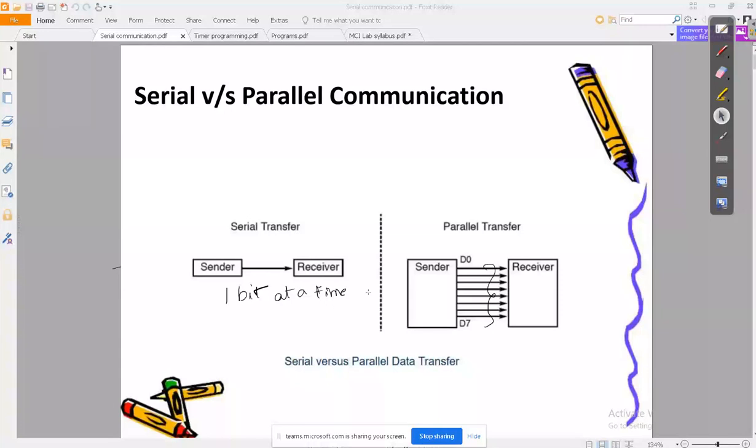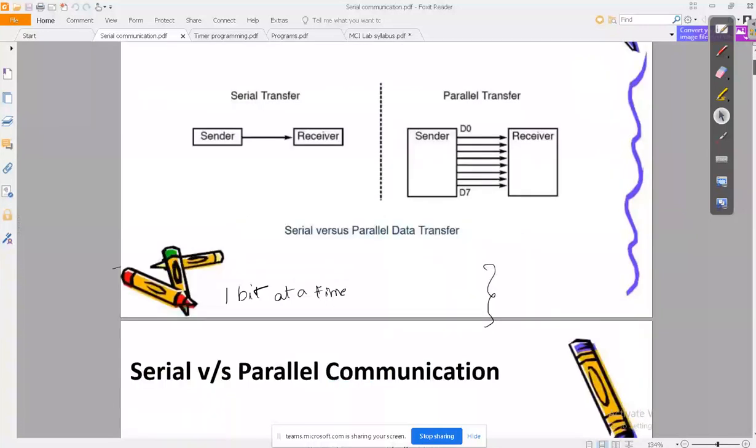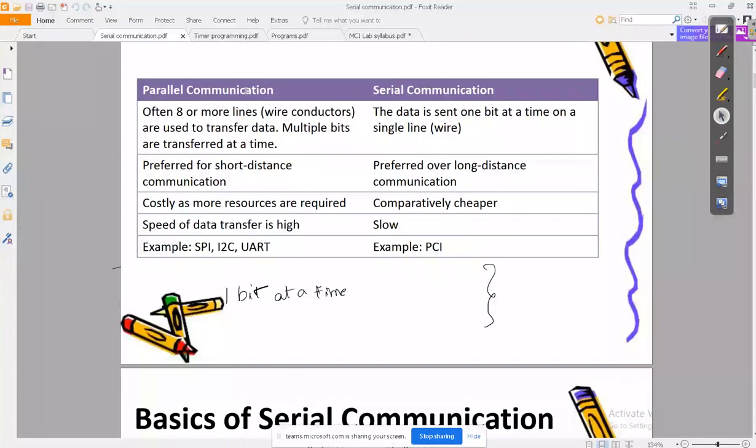Next, we come to the second slide. What is the difference between serial communication and parallel communication? In parallel, often 8 or more lines are used to transfer data, so multiple bits are transferred at a time. In serial, the data is sent only one bit at a time on a single line. Here only one wire is there, and here multiple lines are there. Serial communication is used for long distance. If you want to transfer data over a long distance, you have to use serial communication. For short distance, you use parallel communication. Serial communication is cheaper, and parallel communication is costlier.